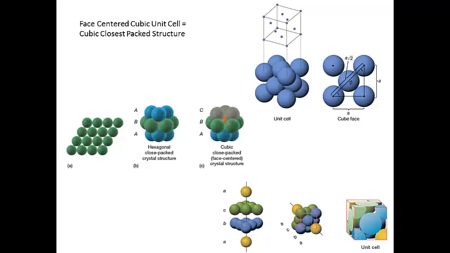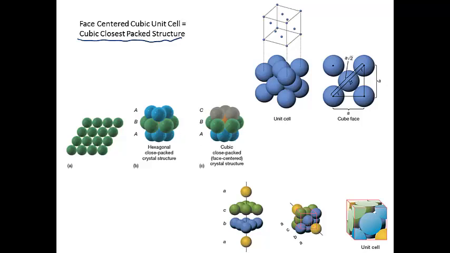Okay, so now let's look at a different kind of unit cell type. So we've looked at simple cubic and we've looked at body-centered cubic. Now let's look at face-centered cubic. A face-centered cubic unit cell is an example of what's called cubic closest packed structures, which is essentially the kind of packing you get if you take a bunch of spheres and pack them together as best you can, the most efficient packing you can get.